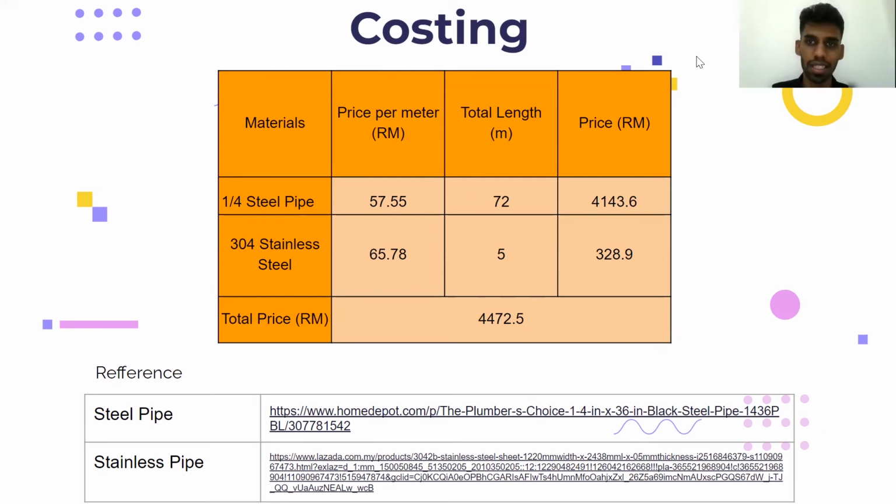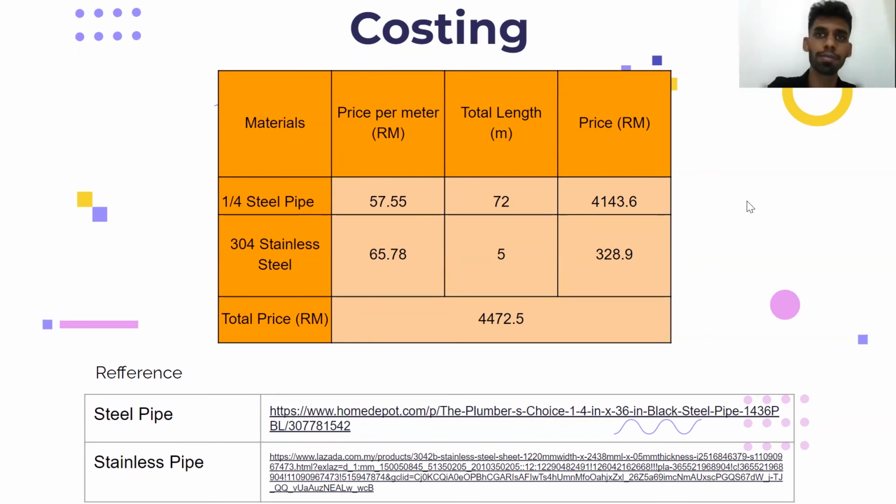Next, the stainless steel. The price per meter of stainless steel is 65 ringgit and 78 cents. The prices are obtained from the website given below. The total length used for the shell will be 5 meters, so the total price of stainless steel will be 328 ringgit and 90 cents. Together, the total price of our heat exchanger will be 4,472 ringgit and 50 cents.